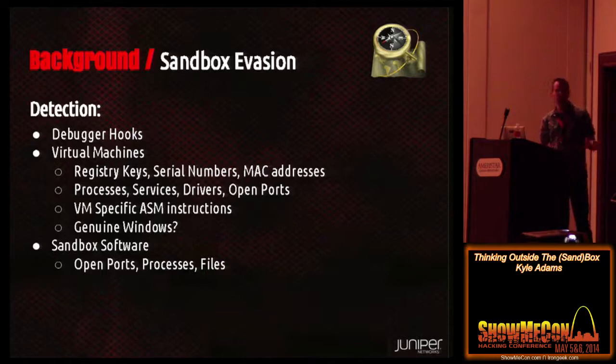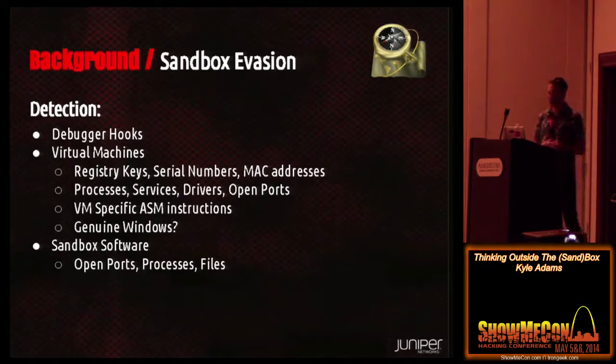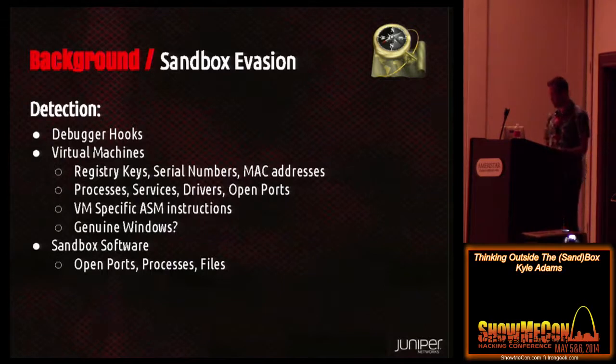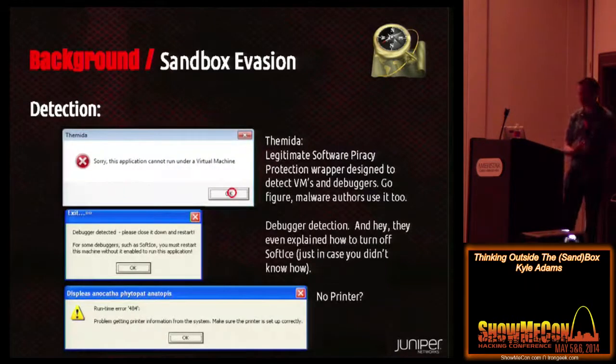And then genuine Windows. So this is a really strange one. We haven't actually seen any examples, but I have to believe that they're doing this. It's very difficult to keep thousands of Windows installs that are all running and rebooting all the time to never have the Windows activation check kick off, especially since they're effectively all clones. So if the malware sees that it's not a genuine version of Windows, it probably isn't going to do anything. And then, of course, the open ports, processes, and files for the actual sandbox software. So here are some examples of where we saw that happening.